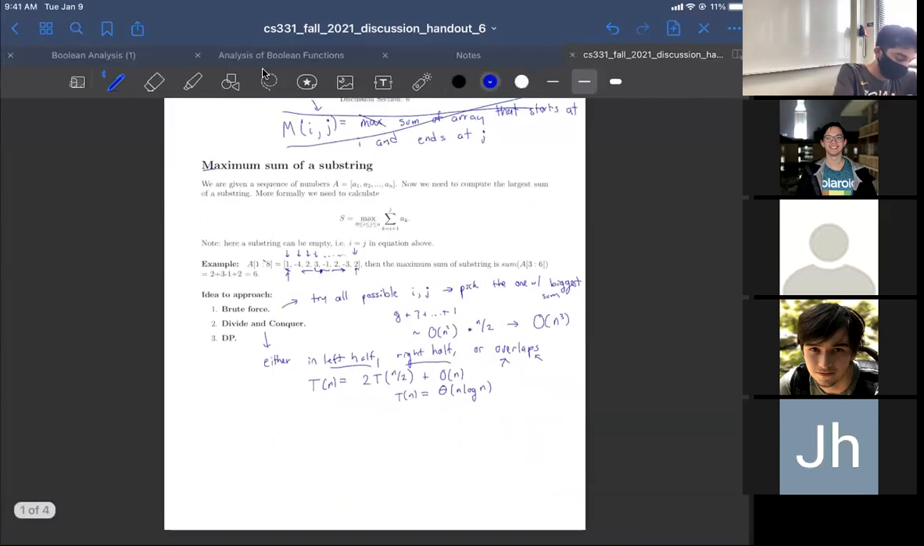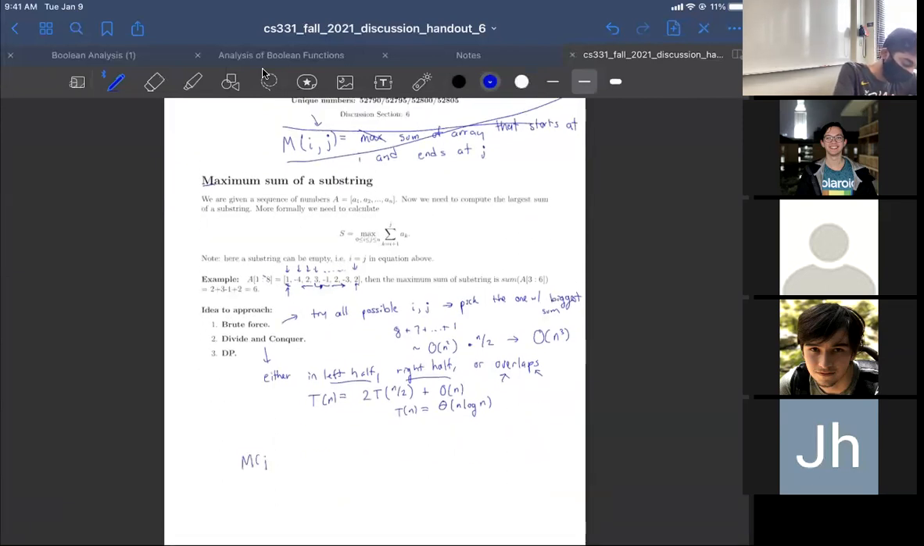Instead, we'll take the subproblem M of j, the maximum sum of a subarray that ends at j exactly. Okay?